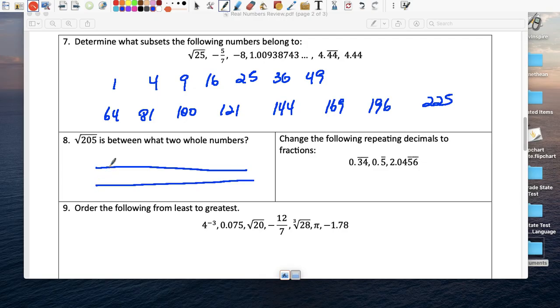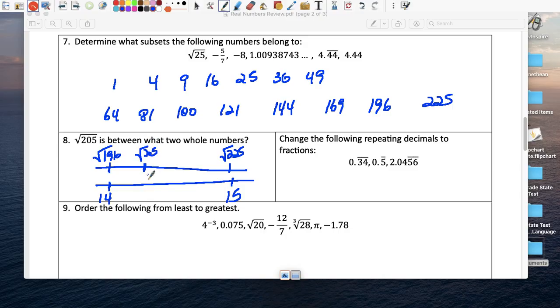So if I were to make the double line that we did in class, square root of 196 is here, square root of 225 is here. Square root of 196 is just a fancy way of saying what number? 14, right? They mean the same thing. Square root of 225 is just 15. So 205 is somewhere over here.